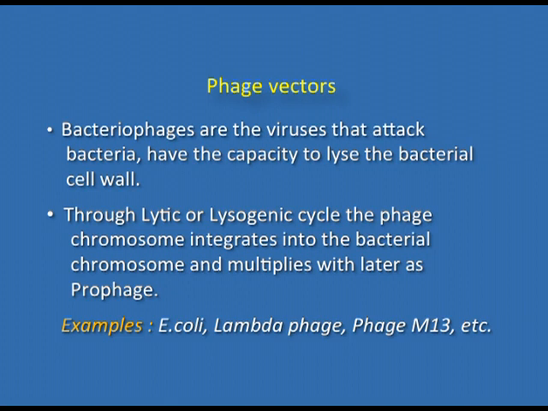Now let's learn about what are phage vectors. A bacteriophage is actually a virus which attacks only bacteria, that is, a bacteria eating virus is called a bacteriophage. This is possible because that virus can lyse, that is, it can dissolve the cell wall of the bacteria and enter into it. Through the two stages, that is either the lytic cycle or the lysogenic cycle, the phage chromosome incorporates itself into the bacterial DNA, which is now called a prophage. Examples of phage vectors are E. coli lambda phage, phage M13, etc.